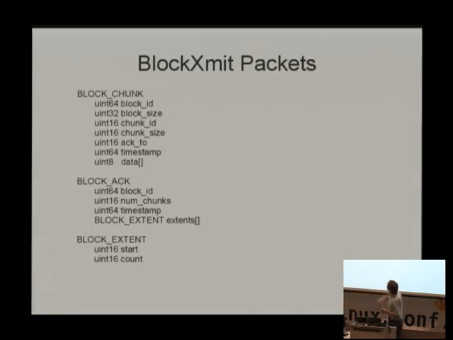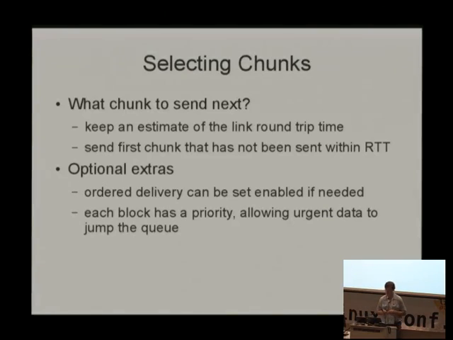Our block chunk has a block ID, which is basically like a file, an image, or a Python object. We were sending Python objects over this. Then there's the block size, how big the overall file is, chunk ID, chunk size, and the data. Then the acknowledgements are the key. It's a set of extents, start and count, allowing for non-contiguous acknowledgements of packets. Then you keep a set in Python. We've also now got a C implementation, of which chunks within a block have been acknowledged so far. And it works incredibly well.